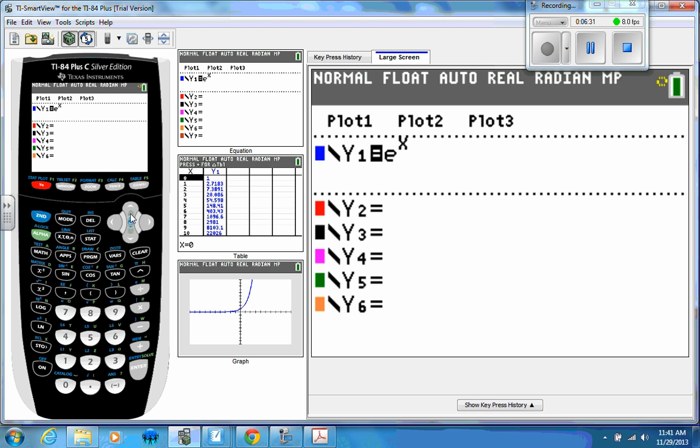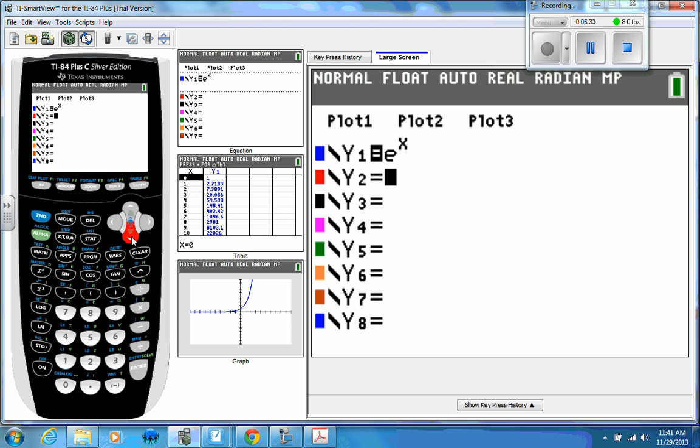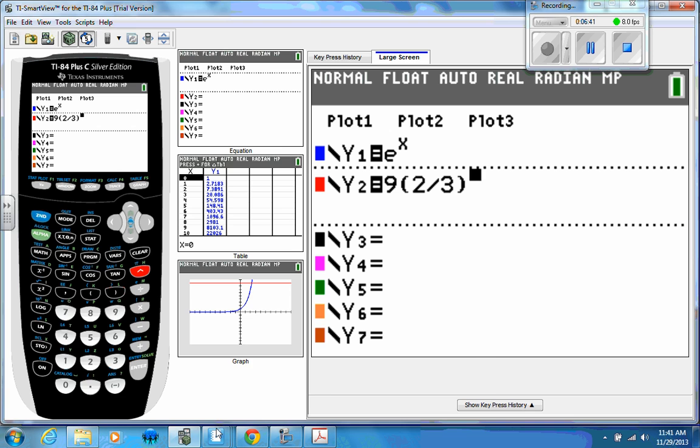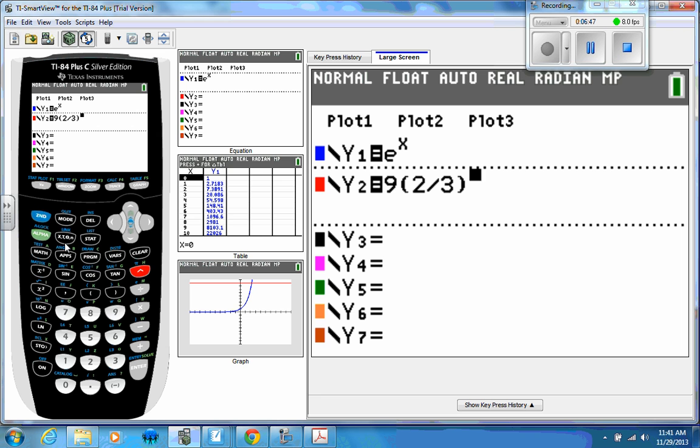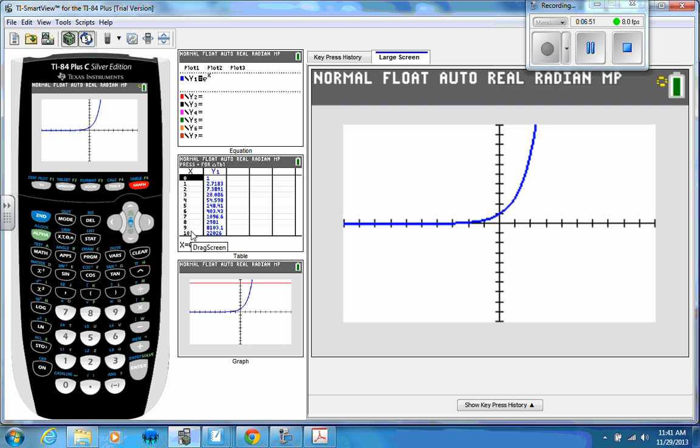I'll just put it against the other one. I'll just graph it there. So 9, I'm going to put my 2/3 in brackets. So 2 divided by 3 in brackets, and I'm going to raise it to x. And I'm going to graph it, and let's see what happens.